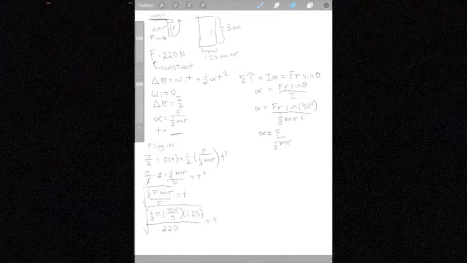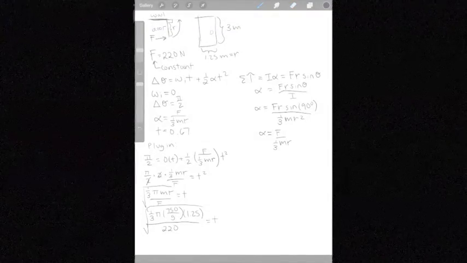And once you finish solving for t, you should get t equals 0.67 seconds.